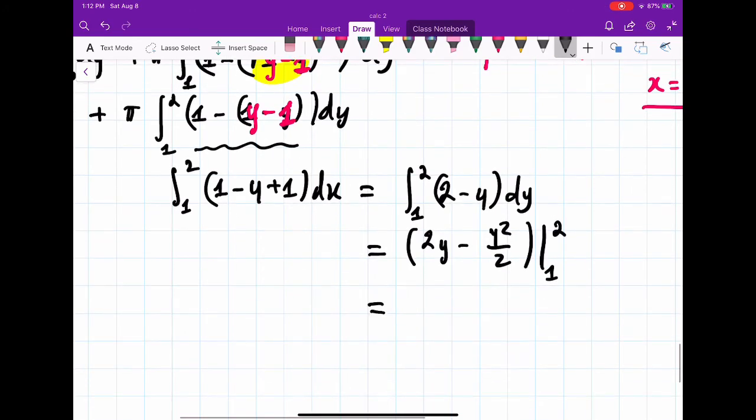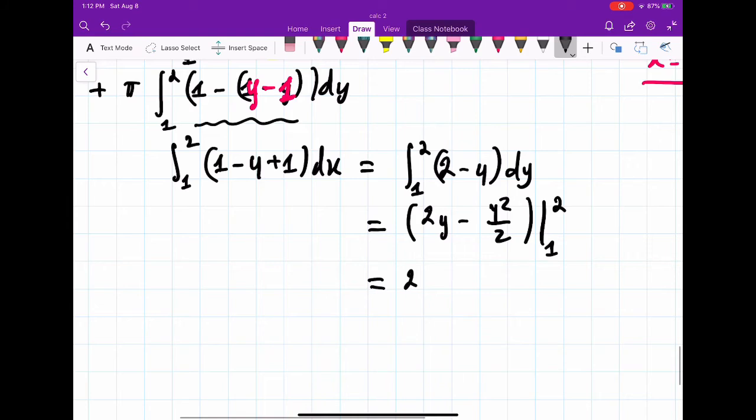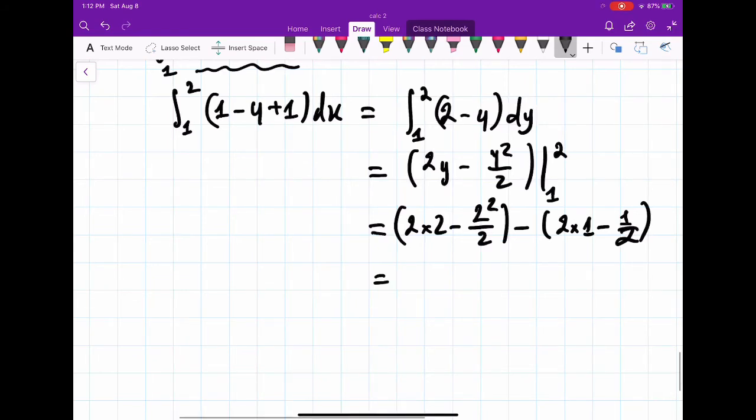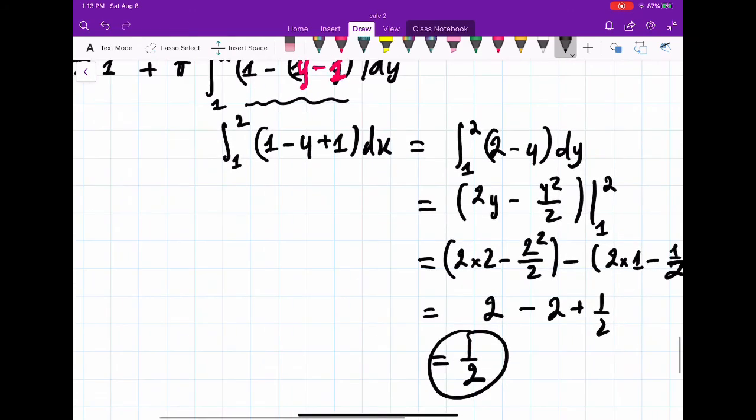So you plug 1 and 2 into the function, you get 2 times 2 minus 2 squared over 2 minus 2 times 1 minus 1/2. Okay, you simplify this, you get 4 minus 2 is 2 minus 2 plus 1/2. So basically that is 1/2. Okay, so the integral is 1/2.